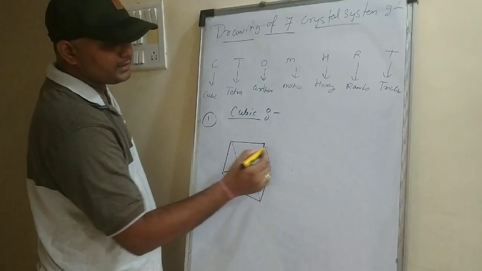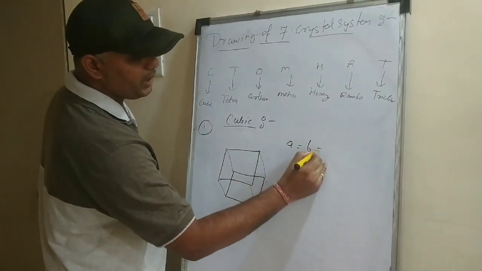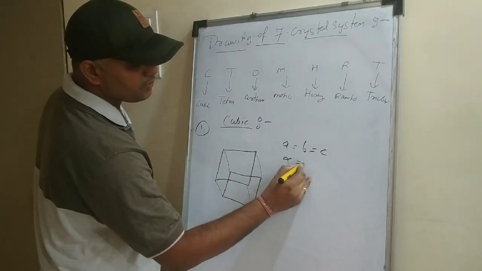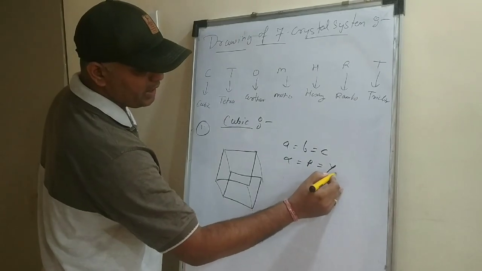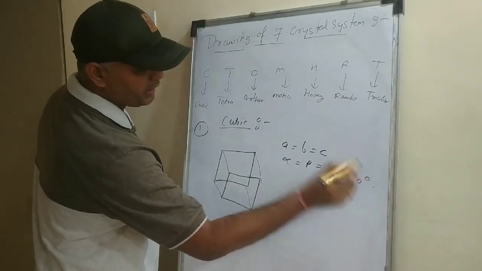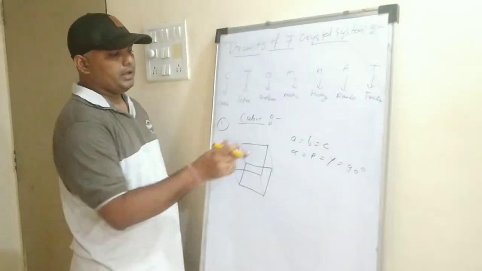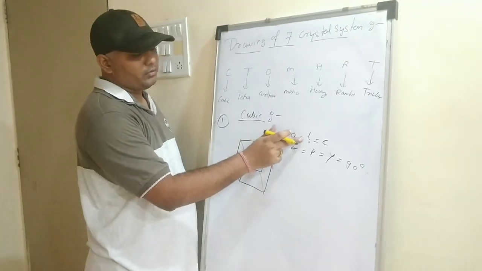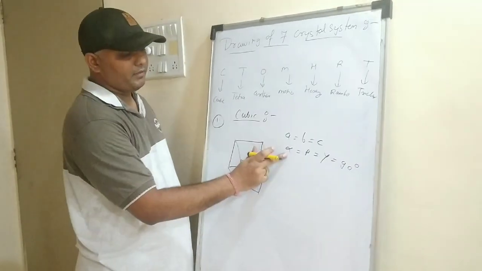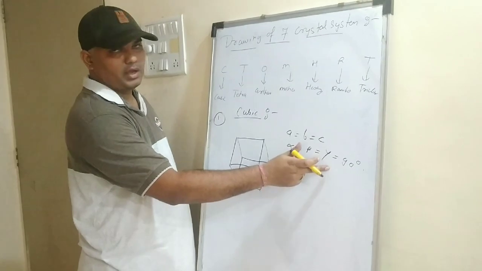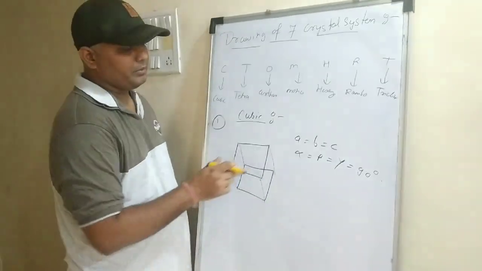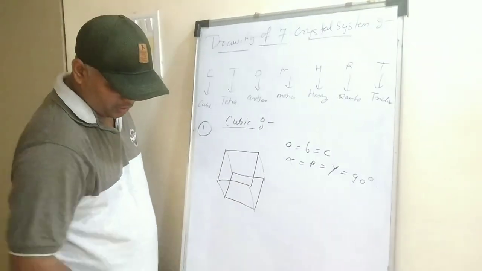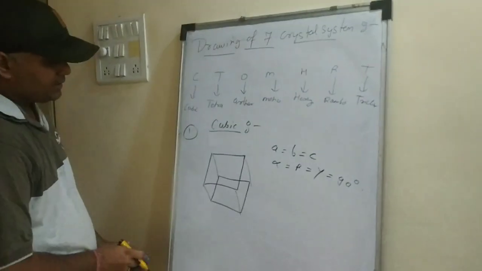Now in this case, a equals b, b equals c, alpha equals beta, beta equals gamma, equals 90 degrees, right? So here you can see that all the sides are equal. a is equal to b, b is equal to c, alpha is equal to beta, beta is equal to gamma, equals 90 degrees. That means all angles are the same as well as all the sides are also the same.